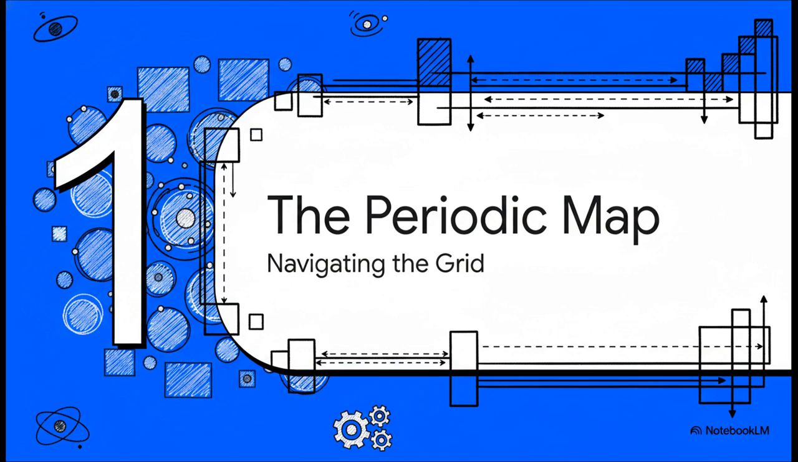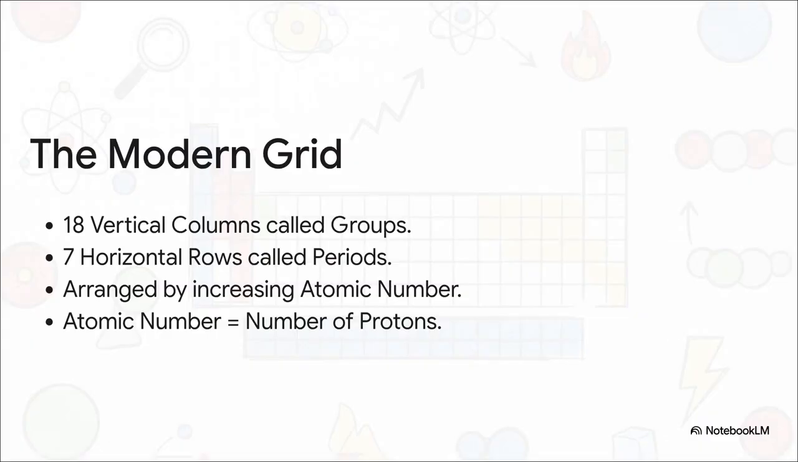We really need to get a solid grip on the structure of the grid we're working with. The foundation of our map is pretty straightforward. It consists of 18 vertical columns, which we call groups, and 7 horizontal rows, which are known as periods. Every single element is organized sequentially by an increasing atomic number, which is represented by the letter Z.